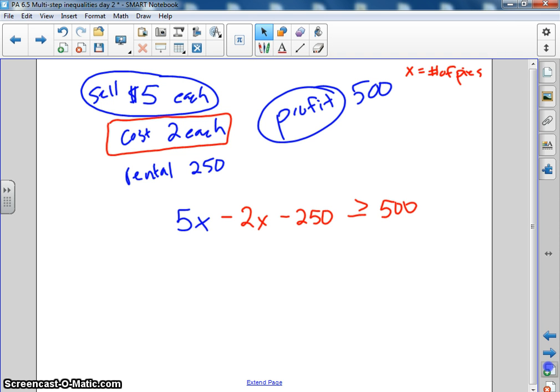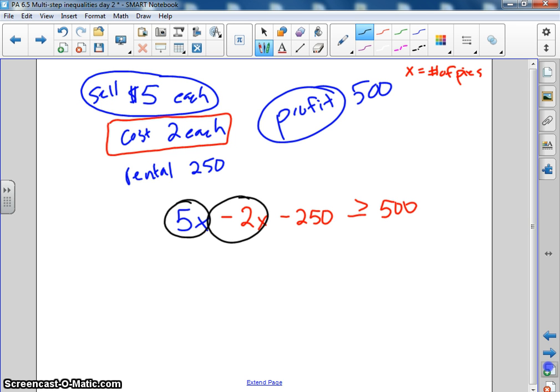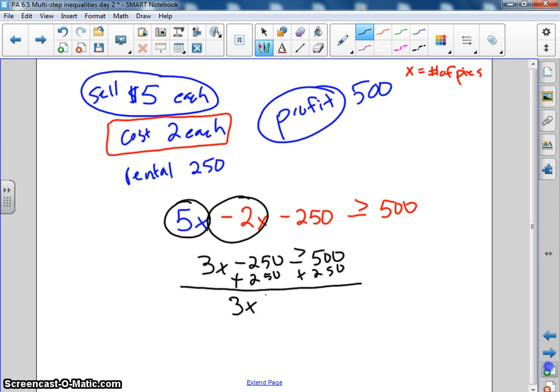So now, combine like terms. 5x minus 2x is 3x. That gives me 3x minus 250 greater than or equal to 500. Next one, add 250 to both sides. 3x greater than or equal to 750. Very good. Divide by 3. X has to be greater than or equal to 250 pies. Okay, that's a lot of pies that you got to sell to make a profit of $500.